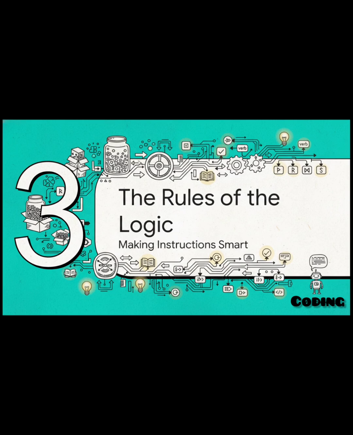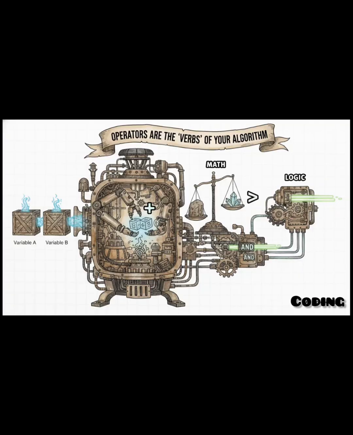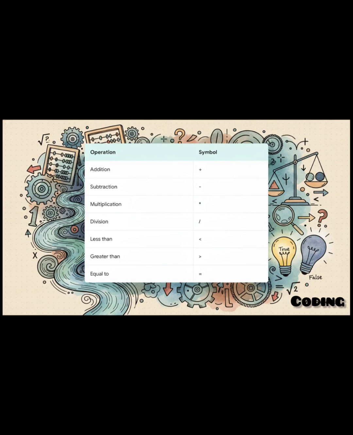So, we have our data containers, and we know what kind of data they can hold. But how do we actually make them do things? We need some rules, some action words to make our instructions smart and get things done. And these action words are called operators. They are the symbols that perform operations on our variables and constants. This is how we do the actual work, whether it's adding numbers together, comparing two values, or making a logical decision.